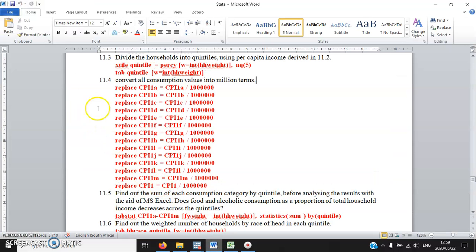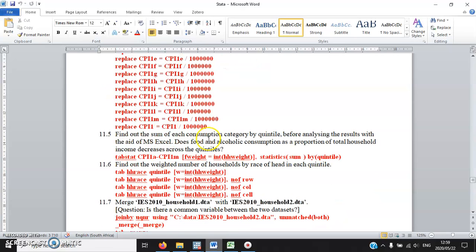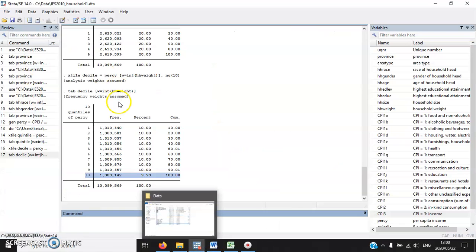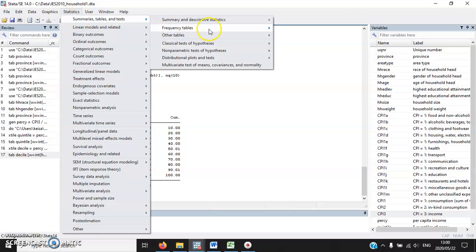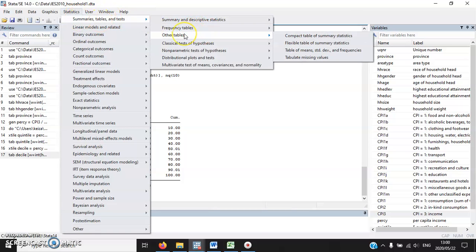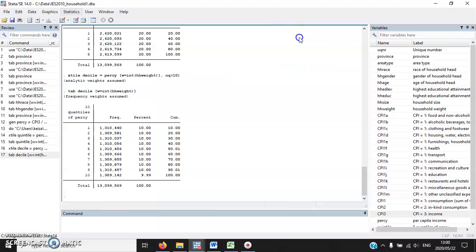Okay. Next question. Before I do 11.4, I want to first do 11.5. Find out the sum of each consumption category by quintile. Okay, statistics. Okay. First option, third option, and then first option.